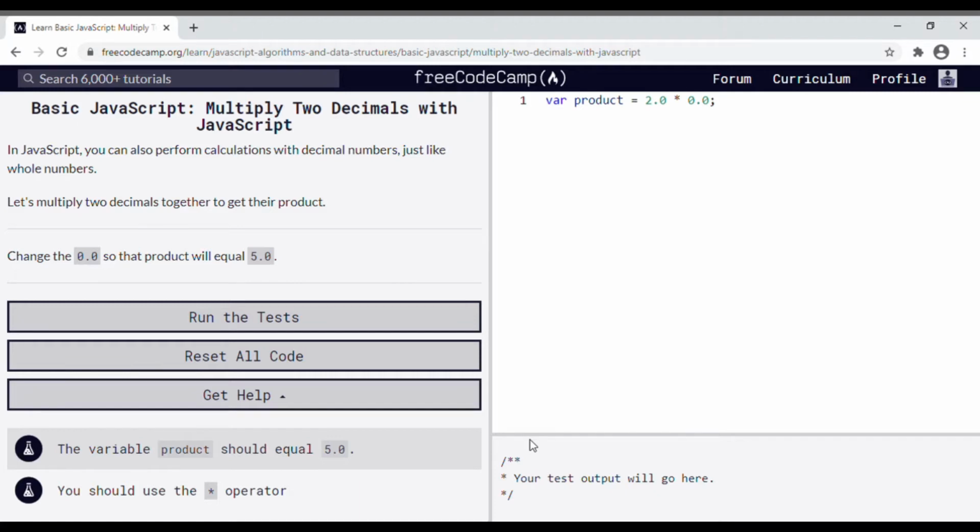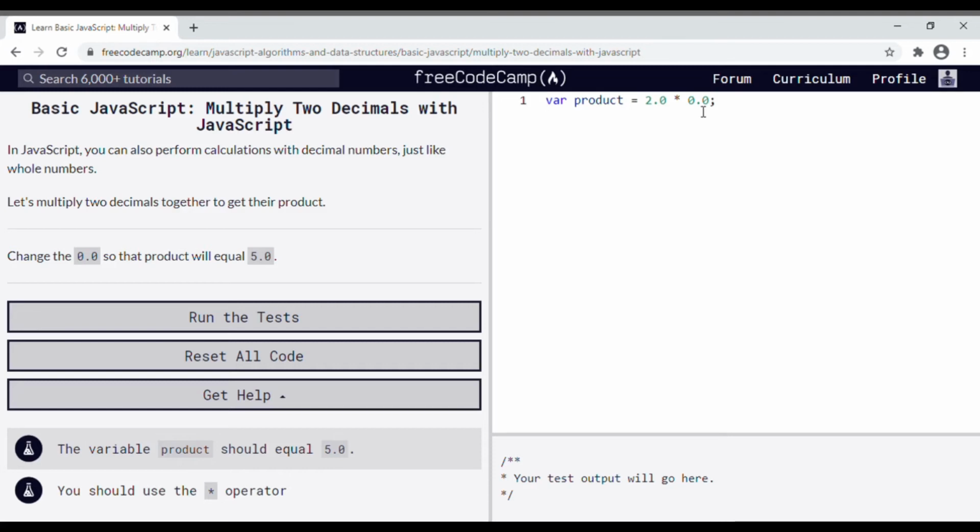So change 0, okay. So var product, the 2. What do you times by 2 to give you 5? Is that what it's saying? 2 times 2 equals 4. Is that what it's saying? Change 0.0 equal 5. I'm sure that's what it's saying. It's saying what is, yeah.